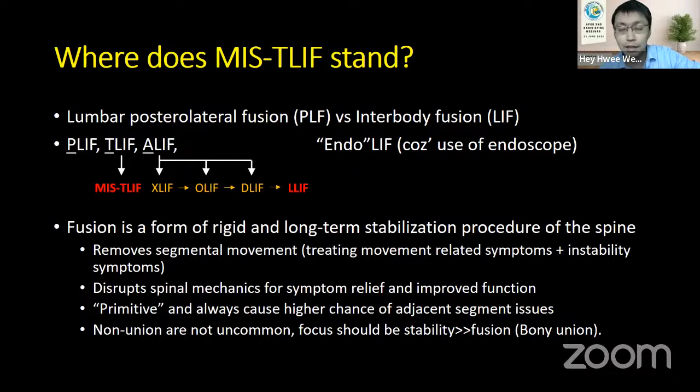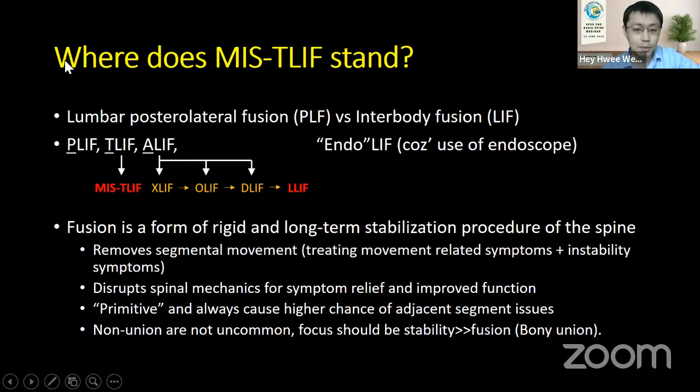Therefore, it treats movement-related problems and instability. However, it disrupts some degree of spinal mechanics for symptom relief and improved function. In a way, it is primitive because as we move on to trying better technology, motion preservation, this may one day in the future be phased out. It does cause a higher chance of adjacent segment problems, and non-union is not uncommon.